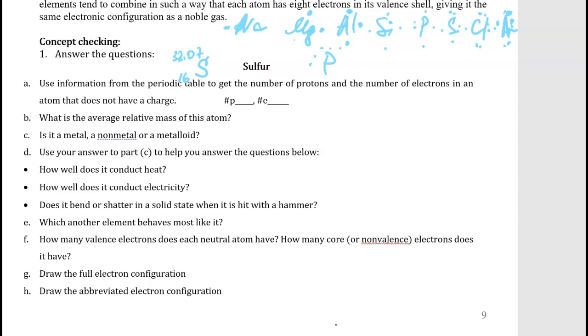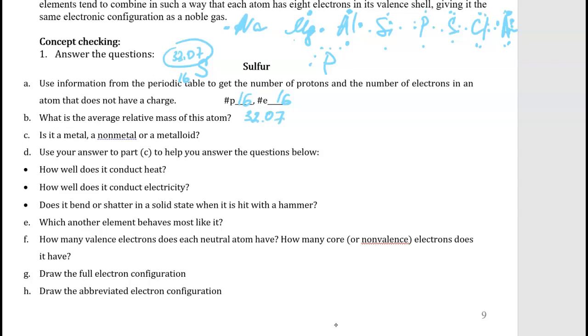So we need to define the number of protons and the number of electrons, and you know that the atomic number shows us the number of protons, 16, that means 16 protons, and in an atom the number of protons equals the number of electrons, so it's 16 electrons here. What is the average relative mass of this atom? You will use this number, 32.06.